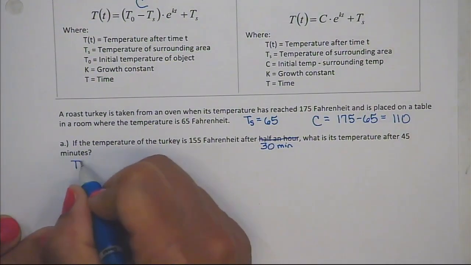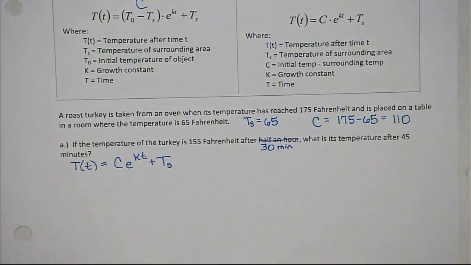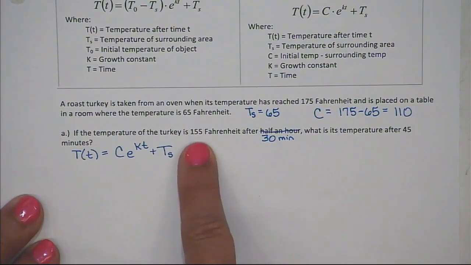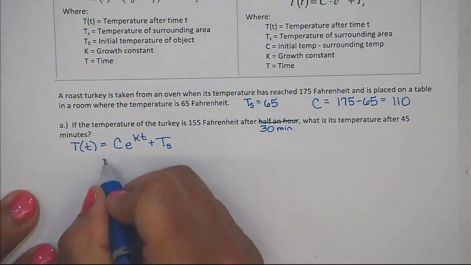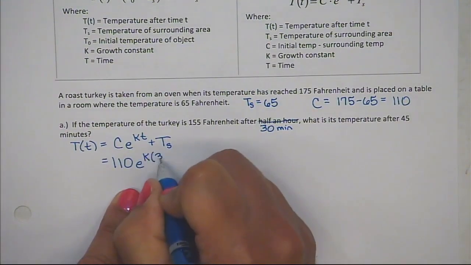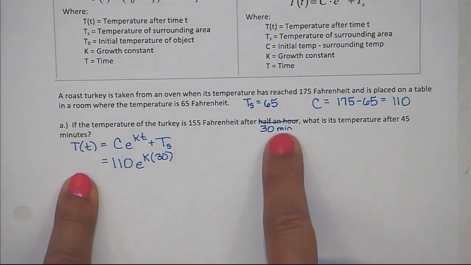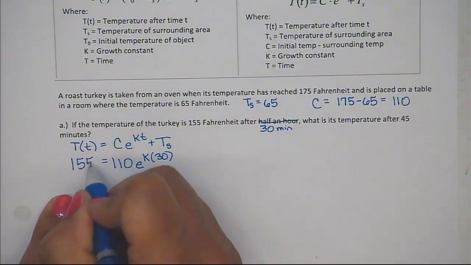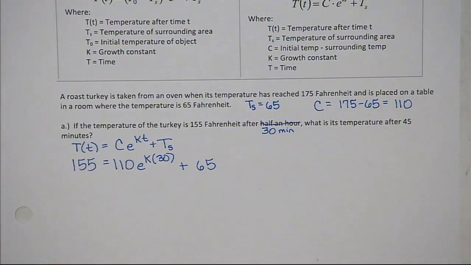So we have T of t equals, I'm just going to write it, and we'll plug in stuff. I have to solve for K, which means I should know everything else. All right, so we'll look at part A again. The temperature is 155 degrees after 30 minutes. So let's start with that. We're going to start with our C value. That was 110. Remember, we found C. Then e to the K times 30. So 30 minutes goes with what temperature, which is what's over here on the left. That would be the 155. So the temperature after 30 minutes was 155. And then we have to tack on the surrounding temperature to the end of this formula, plus 65.